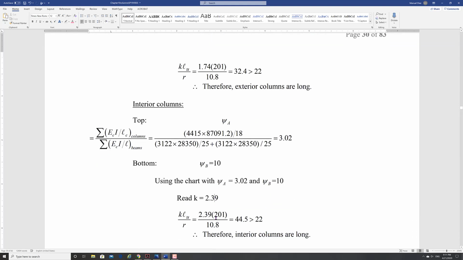Then this is 229 and 2. Oops, that's 229. Let's see if I can open that one. Yeah, 229. So that's going to be a little less there. So 2.29 times 201 divided by 10.8. The value is 42.6. So 42.6 is still bigger, and so that column is also slender, or long. So there it is, 42.6.